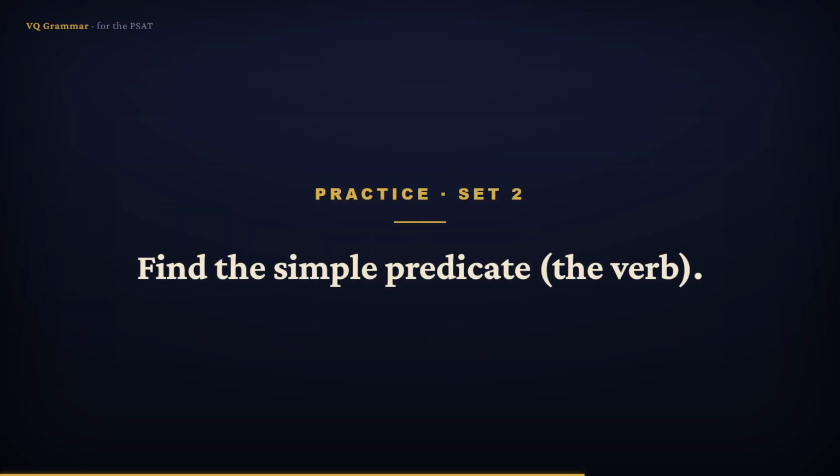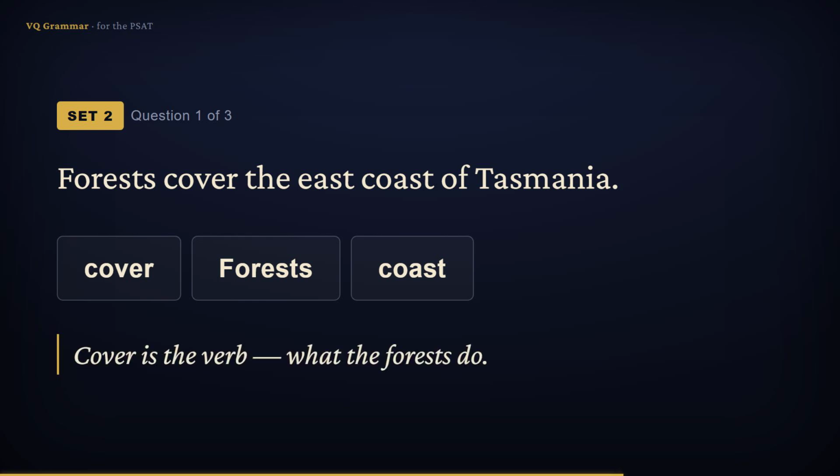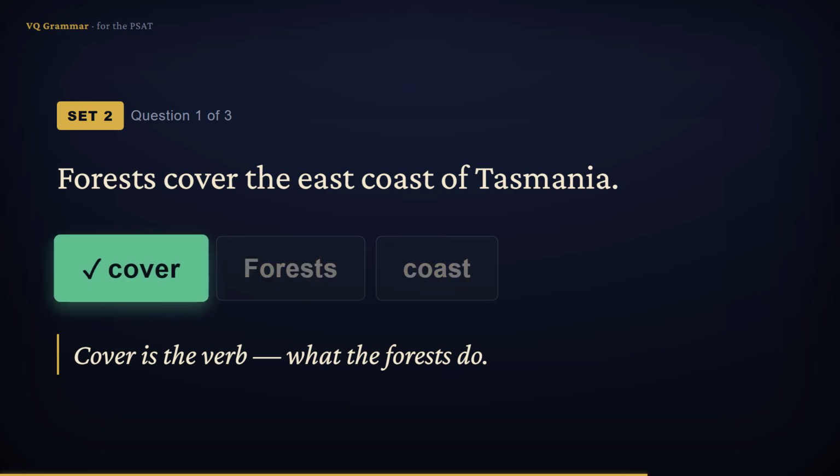Now find the simple predicate. Remember, the simple predicate is always a verb, the action word that tells what the subject does or is. Pause and try each one. Forests cover the east coast of Tasmania. Forests is the subject, the doer. We want the action word. What do the forests do? They cover. Cover is the verb. So the answer is cover.